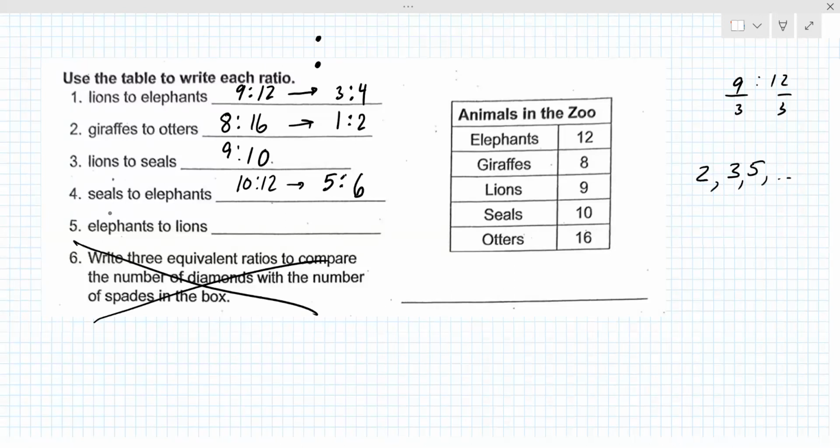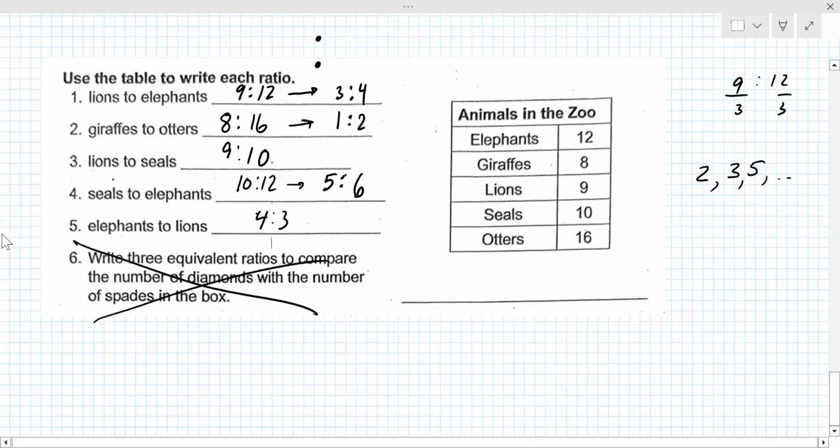Elephants, lions. It was lions to elephants, now it's elephants to lions. 12 to 9 can reduce to 4 to 3. Yes, 4 to 3. Very good.